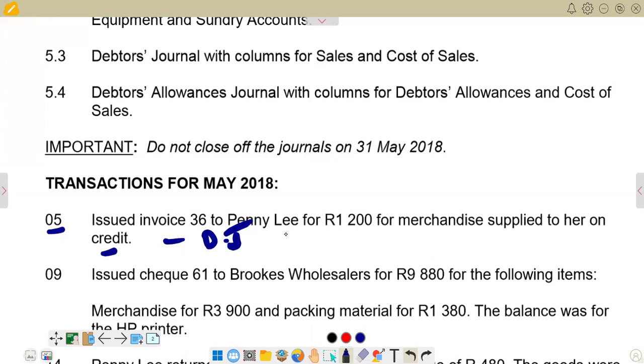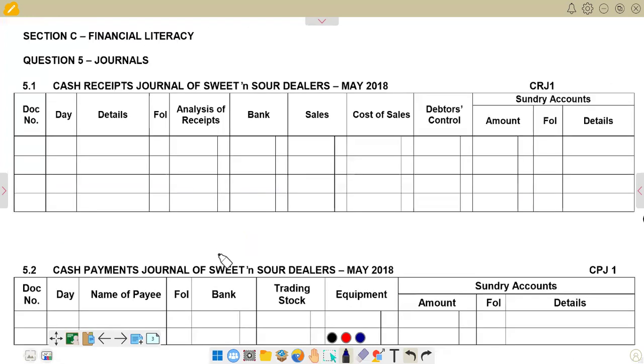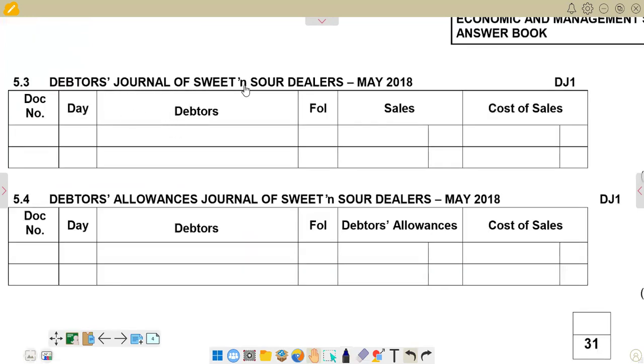So let's take note of the details of this transaction. The date was 5 May. In terms of the document number column, we've got invoice 36, which you have to take note of, and then the amount 1,200. And if you go to the answer section, we are just going to look for the debtors journal. Remember, the debtors journal is on item 5.3. That's where we've got the debtors journal of Sweet and Salt Dealers for May 2018. So this is the debtors journal that we have here. Let's try to see and enter what is required there.